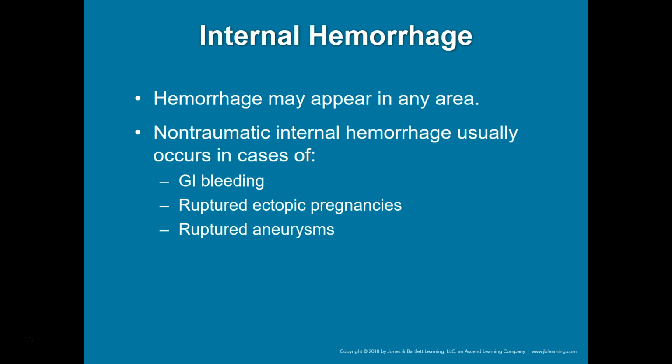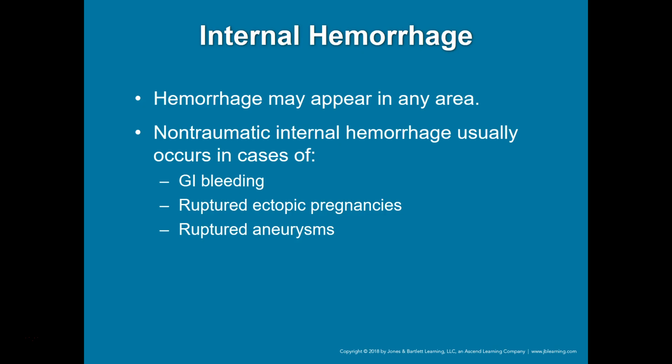Okay, so the next is an internal hemorrhage. It can appear in any area. Non-traumatic internal hemorrhage is usually going to be a GI bleed, an ectopic pregnancy complication, or an aneurysm. Different ways of identifying those come with assessment skills. With GI bleeding, they're going to have dark coffee ground emesis, or blood in their stool. They're usually going to be able to tell you very specifically, and there are also assessment signs of seeing it and smelling it.